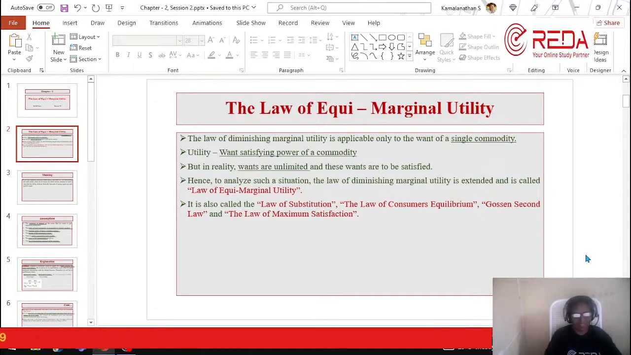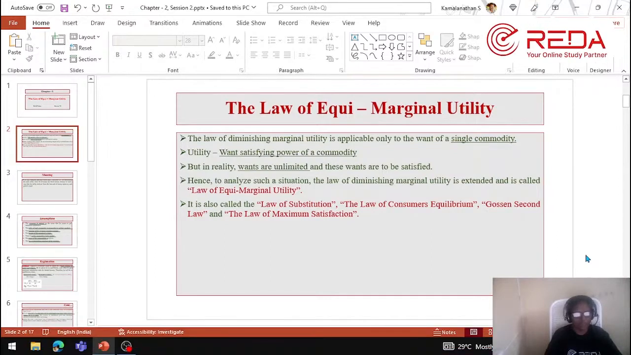The only difference is that under the law of diminishing marginal utility, Marshall, a very good economist, analyzed the utility level of consumption with the help of a single commodity. Here you are going to see more than one commodity. In the law of equi-marginal utility, we will see two commodity levels. This is the extended law of diminishing marginal utility.